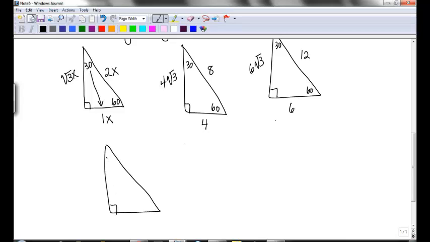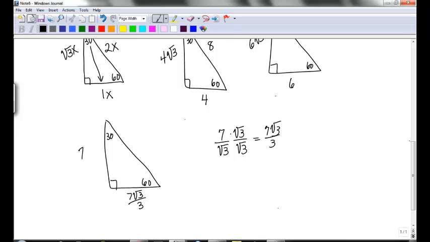Okay? So 30, 60, 90. Let's say this was 7. Let's just go 7. Let's say I gave you the longer leg. It was 7. Okay, go back up here for a minute. How would I get from radical 3x? Divide by radical 3. So you got to take 7 divided by radical 3. I can't leave it like that. So I'm going to multiply by radical 3 over radical 3. So I get 7 radical 3 over 3. And that is this side, the shorter leg.